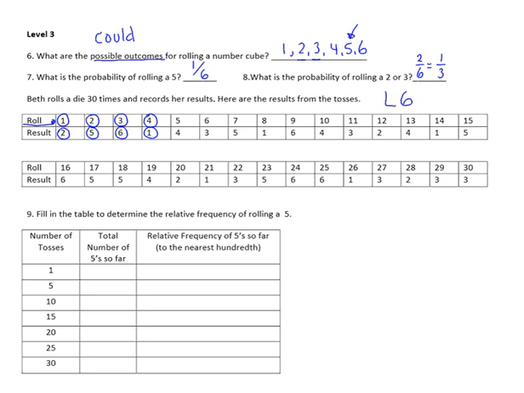Question 9. Fill in the table to determine the relative frequency of rolling a 5. The number of tosses is 1. When there is 1 toss, the result was a 2. So there are 0 5s so far. The relative frequency is 0 out of 1 toss, and 0 divided by 1 equals 0. For 5 tosses, you can see that there was 1 5. 1 out of 5, and 1 divided by 5 is 0.2.